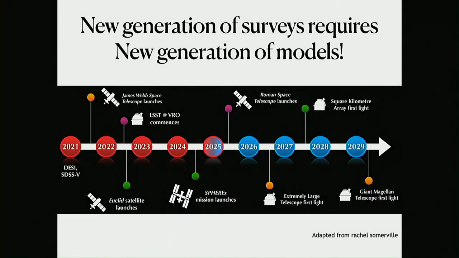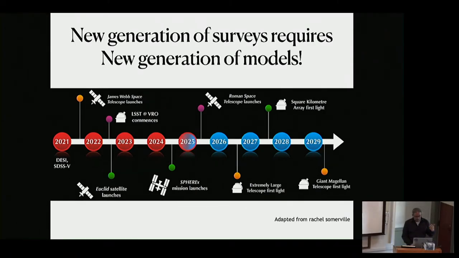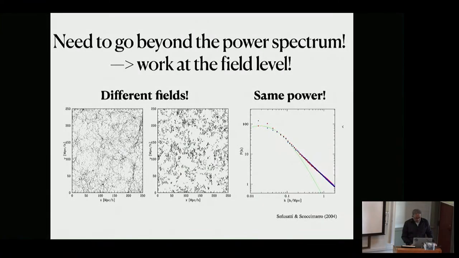To motivate this, we know that winter is coming, right? So we have all these experiments coming. They have the highest sensitivities. They have large fields of view. And they will have much more information than we have. So the question is, how do we really extract information from there? Then we need a new generation of models, of course, to do that.